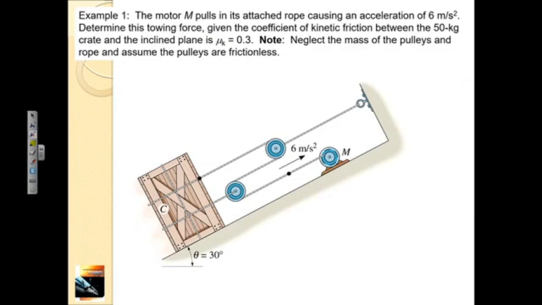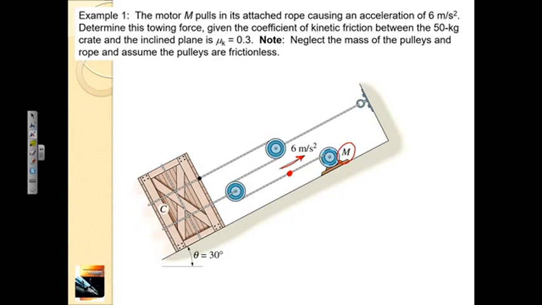Okay, I've got a motor at M here. And it's pulling the rope attached at an acceleration of 6 meters per second. So if I grab some point on the rope, it is accelerating towards the motor at 6 meters per second squared. We want to determine the towing force acting on the crate, given that the kinetic friction between the 50 kilogram crate and the inclined plane is 0.3. So, neglect the mass of the pulleys and the rope and assume they're frictionless.